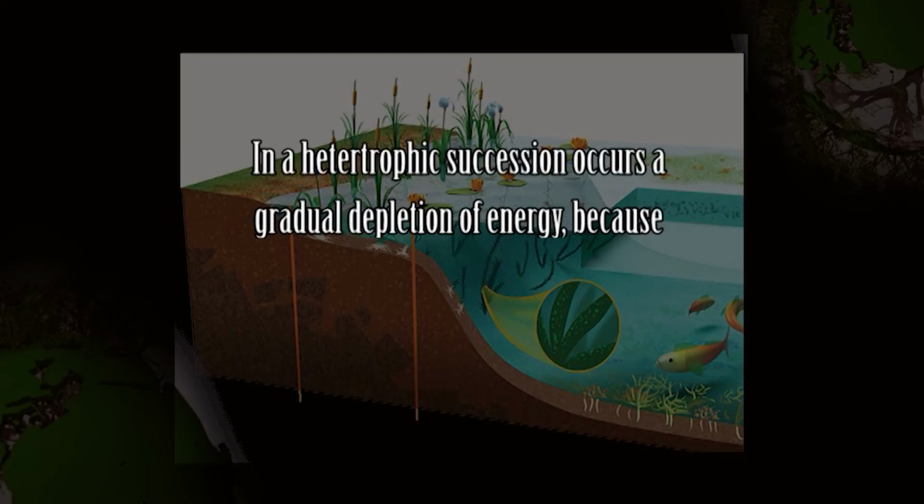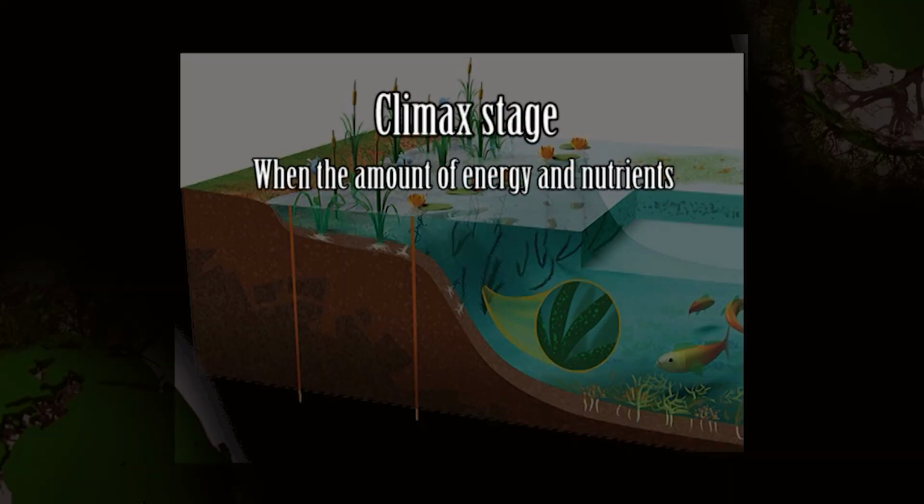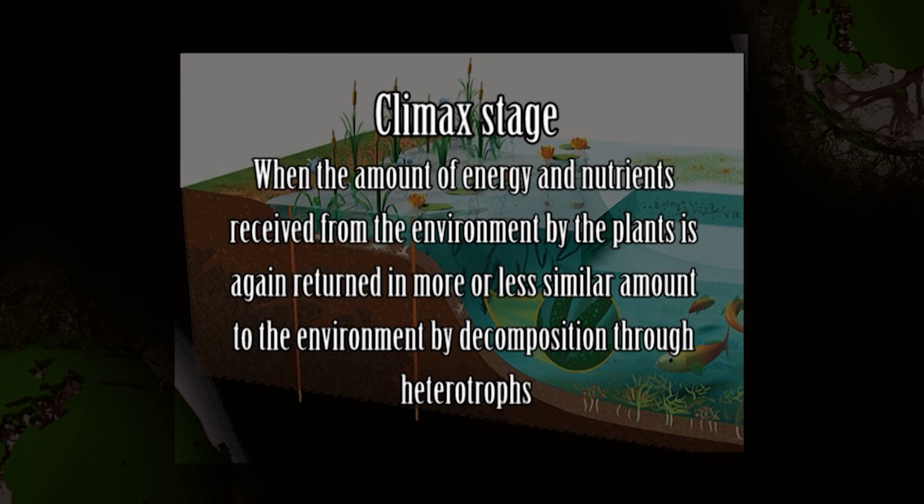In contrast to it, in a heterotrophic succession occurs a gradual depletion of energy because the rates of respiration always exceed production rates. Finally, succession reaches a stage, the climax stage, when the amount of energy and the nutrients received from the environment by the plants is again returned in more or less similar amount to the environment by decomposition through heterotrophs. Dear students, with this we conclude our today's topic where we discussed ecological succession, the types of succession and the concept of climax community.